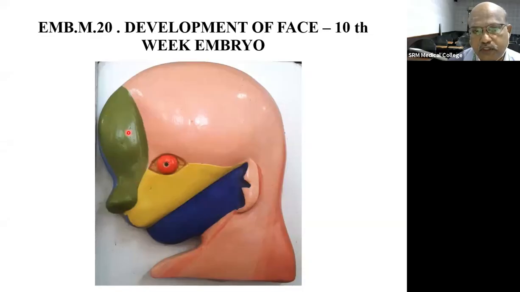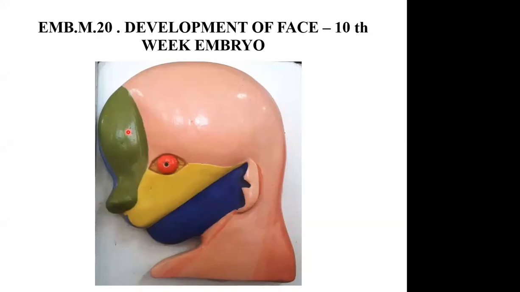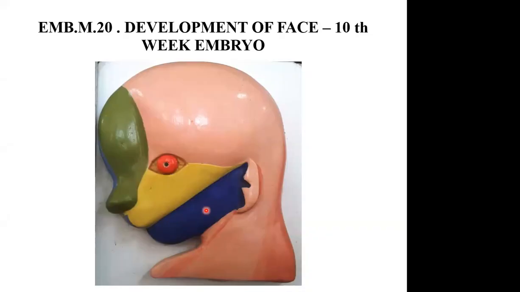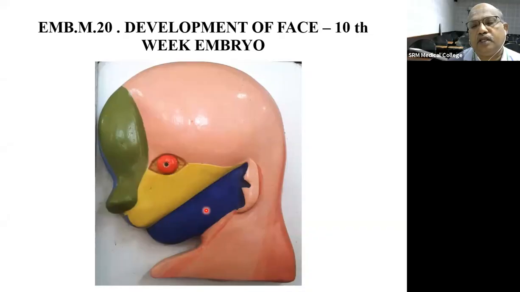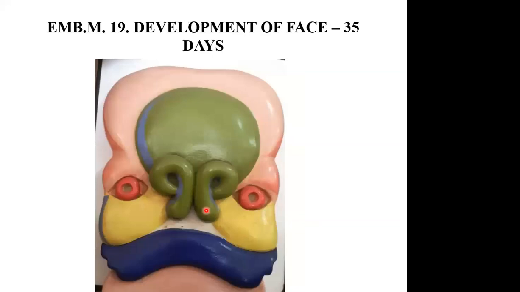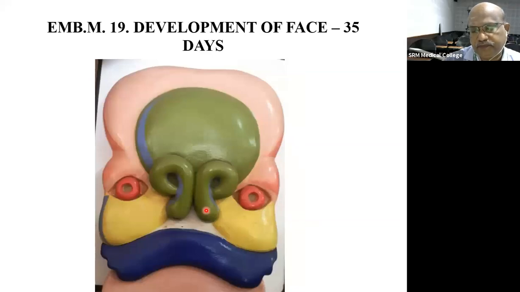Another question: what is the source of the frontonasal process? The wall of mesenchymal cells covering the forebrain, the forebrain vesicle. Very good. Source of the maxillary and mandibular processes: the first pharyngeal arch. Very good. So that much is enough. These are the three models, all for the development of the face only.